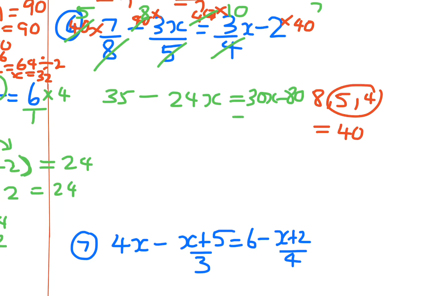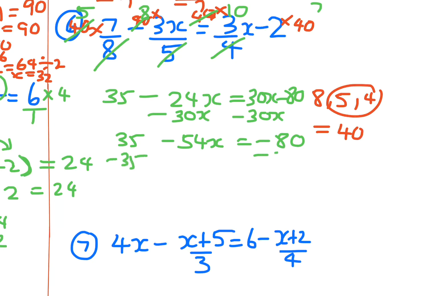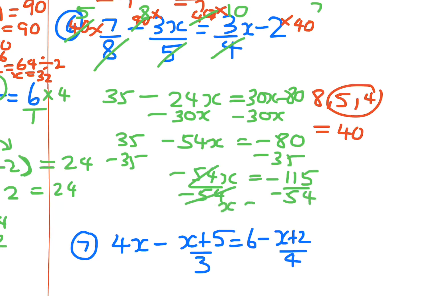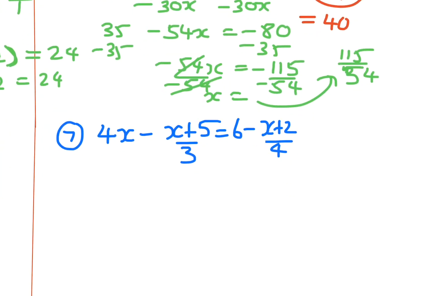So now solving this equation, just get rid of the 30x. Minus 24 minus 30 is minus 54x equals minus 80. Get rid of the minus 35. Minus 54x equals minus 115. And then divide by minus 54. So they cancel. So you end up with 115 on 54. Yeah, I think that's as simplified as it gets.